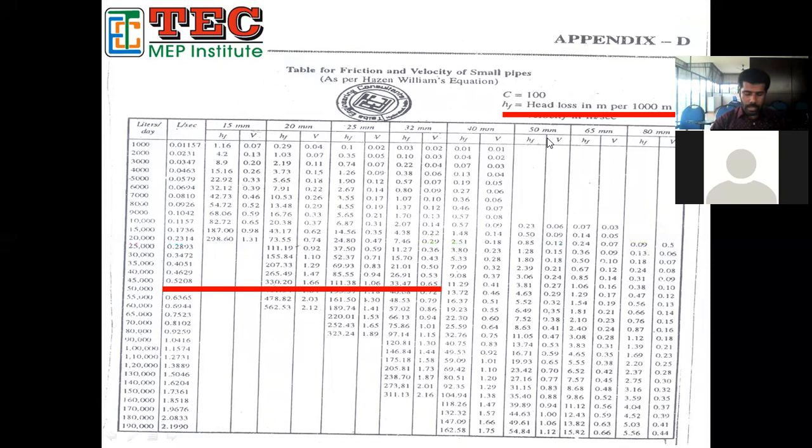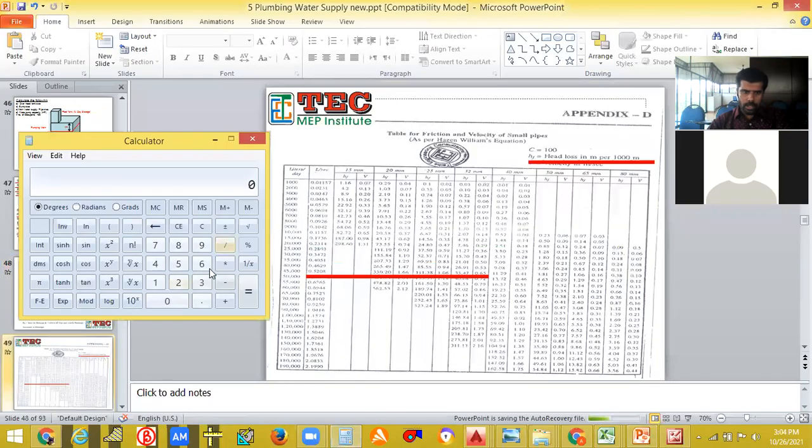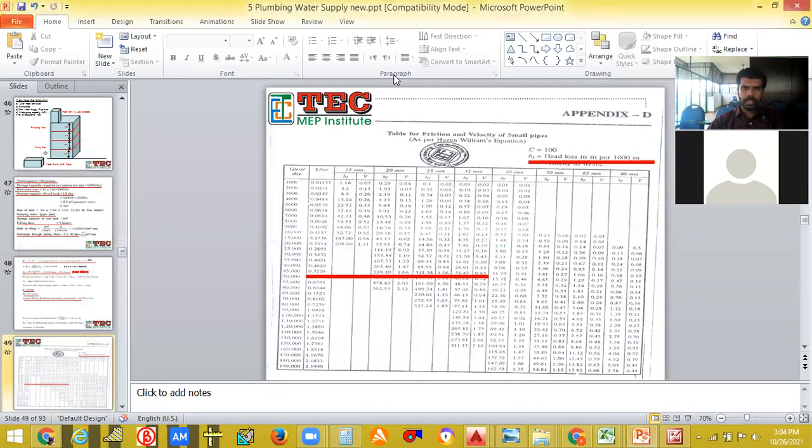Have you multiplied 33.47 divided by 1000 into 18.2? Let's see, let me also check. You got 33.47 divided by 1000, right? Divided by 1000 into how much? 18.2. You got 0.61, okay, 0.61 is correct.